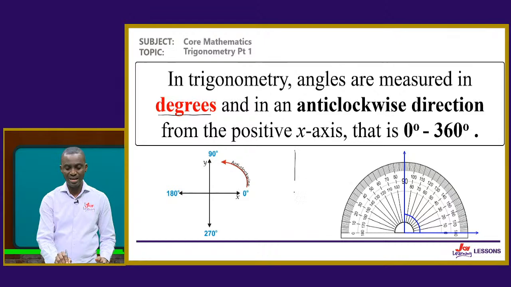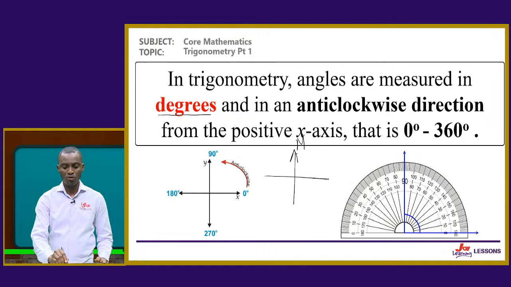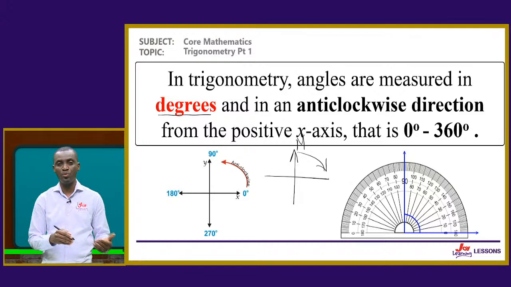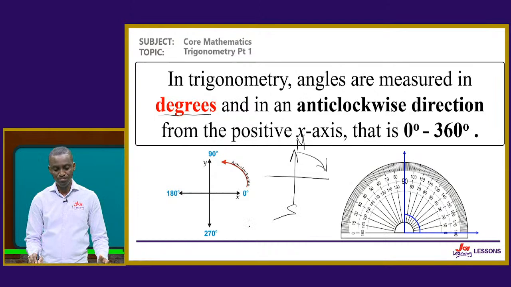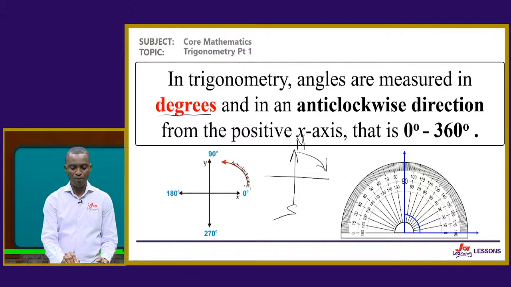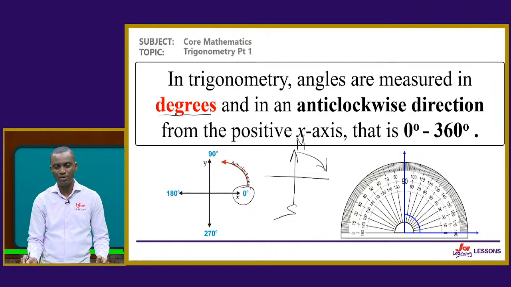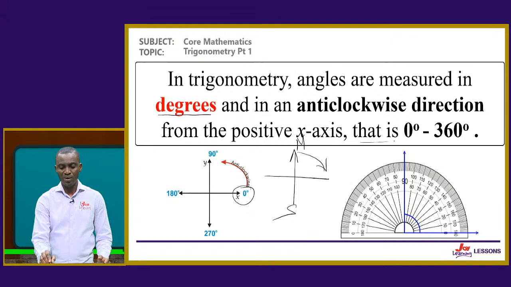We learned that in bearings, angles are taken from the North Pole clockwise. But when we talk of the compass bearing, that's where we look at clockwise and anti-clockwise, and we also look at it in terms of south. But in trigonometry, angles are measured from the x-axis as the origin, and we move in an anti-clockwise direction. Our angles are measured in the range of 0 degrees to 360. We could go beyond that, but for now, we want to look at the range of 0 to 360.